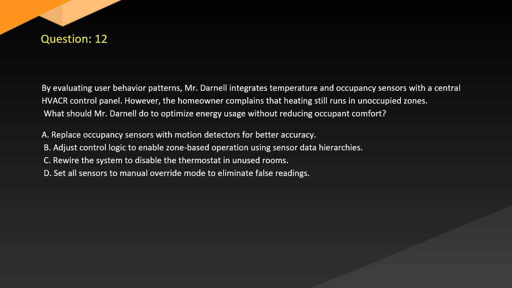A. Replace occupancy sensors with motion detectors for better accuracy. B. Adjust control logic to enable zone-based operation using sensor data hierarchies. C. Rewire the system to disable the thermostat in unused rooms. D. Set all sensors to manual override mode to eliminate false readings.